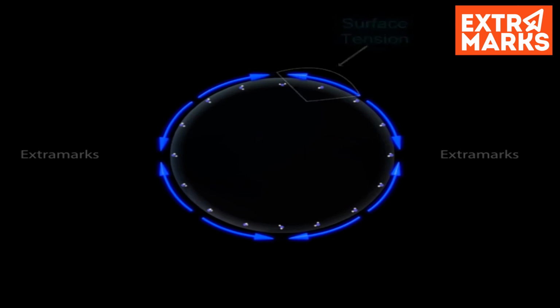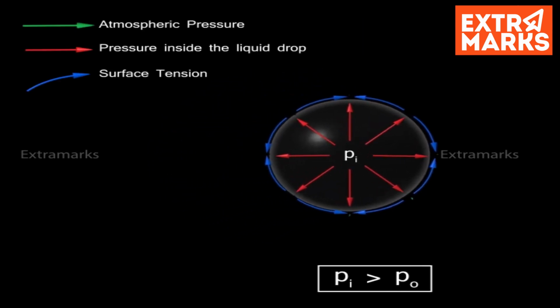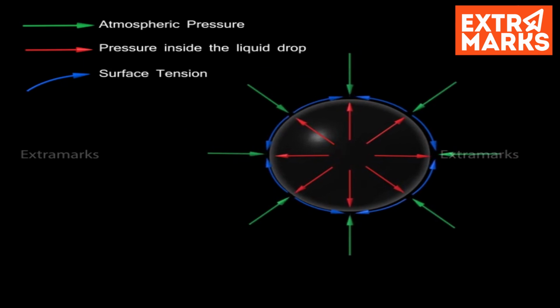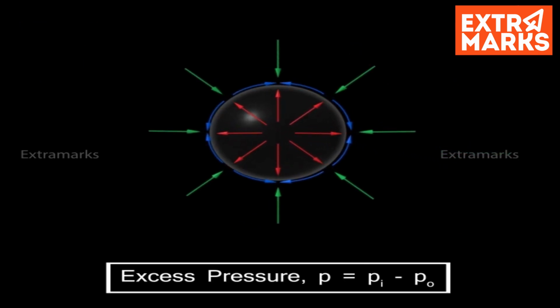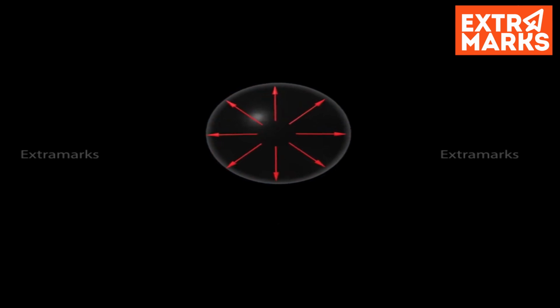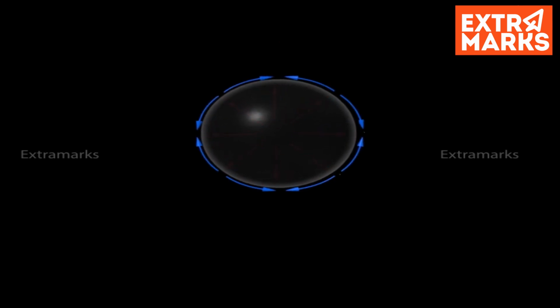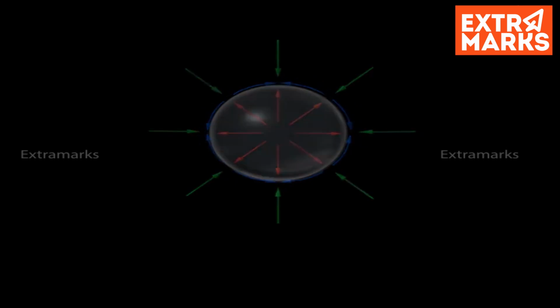It infers that the pressure inside the liquid drop must be greater than the pressure outside it. The excess pressure created inside the liquid drop will provide a force that is acting outwards, perpendicular to the surface to counterbalance the inward resultant force. Thus, the liquid drop is in equilibrium.